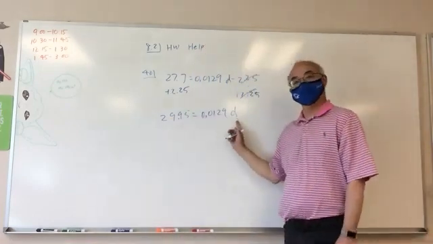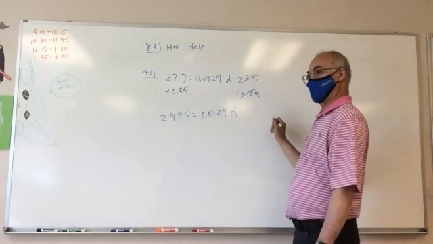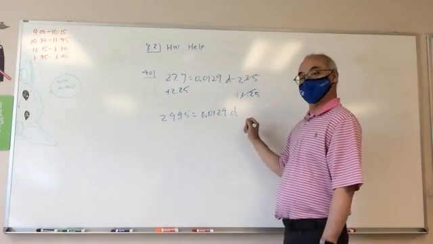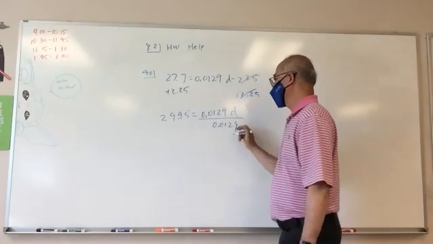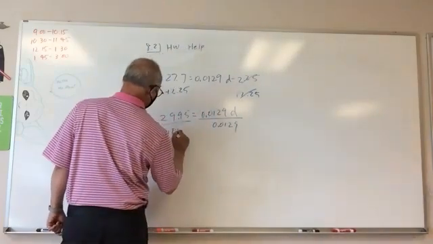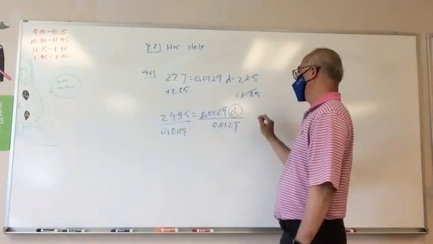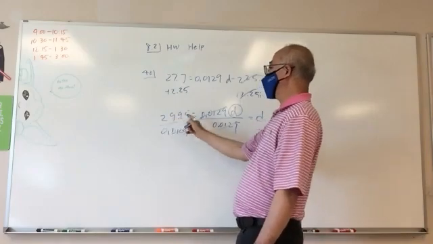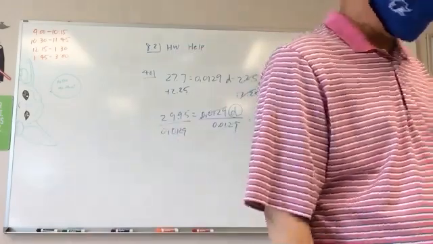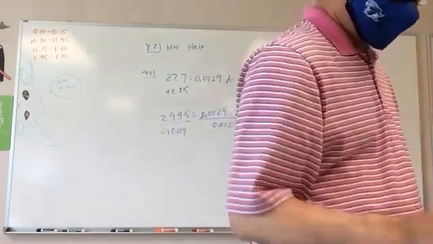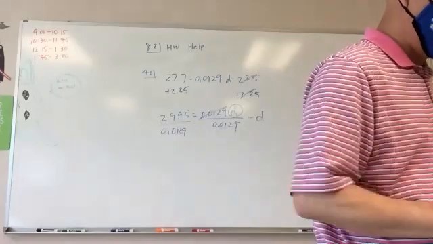So how do I solve for D? Logan? I'm going to divide both sides by 0.0129, right? This guy now goes away. All I have left is D, and that's what I was trying to accomplish, right? So D is going to be equal to 29.95 divided by 0.0129. Okay? And that's how you would solve B. Flip the page. Is there a C? No, there's no C.